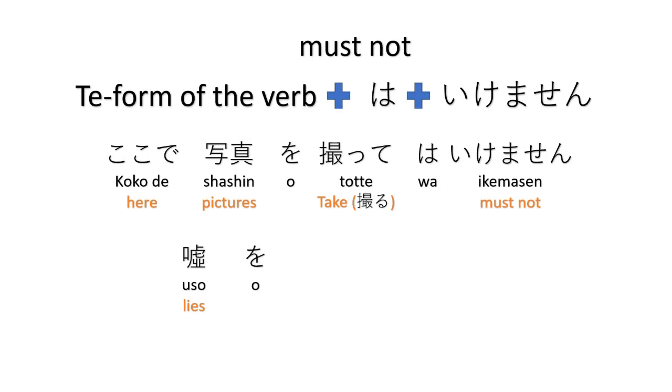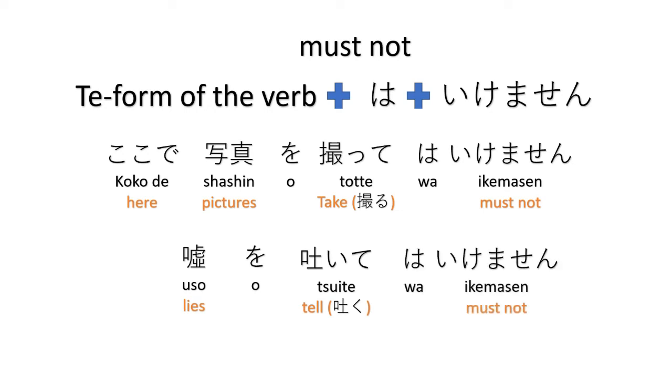Another. Uso o tsuite. Tsuite is the te form of the verb tsuku, to tell, lies. Tsuite wa ikemasen. Uso o tsuite wa ikemasen. You must not tell lies. Okay? So this is the negative form of must. Must not.